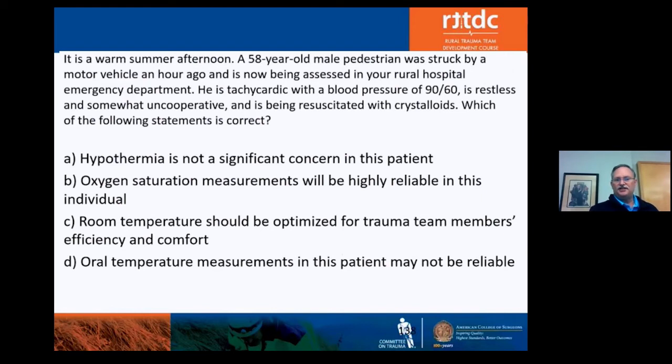Okay, I think the consensus is D, oral temperatures are not reliable, and that is the correct answer. Keep in mind, hypothermia could be a problem in a trauma patient, especially in the summertime, depending on the situation. Someone that is hypothermic, your O2 sats may not be reliable. And then you want to warm the trauma bays if you have the capabilities. Now, some places do not have those capabilities, and that's why you need to make sure you have other means at your disposal, such as blanket warmers and the Bair Huggers.